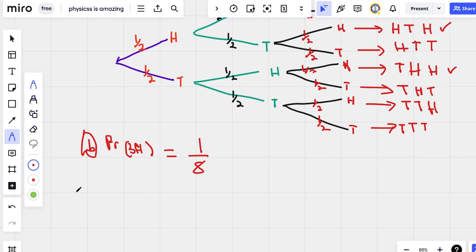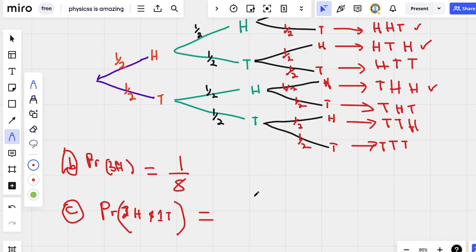So the C question says, what's the probability of getting 2 heads and 1 tail, sorry. Probability of getting 2 heads and 1 tail in any order. It doesn't matter which one comes first. So how many? We have 3 possibilities. So we say 3 over 8.